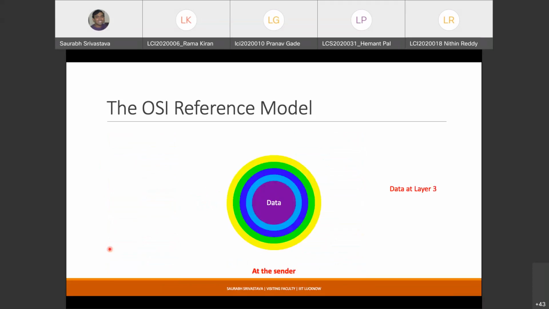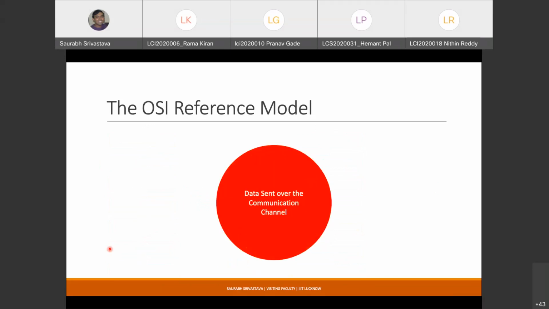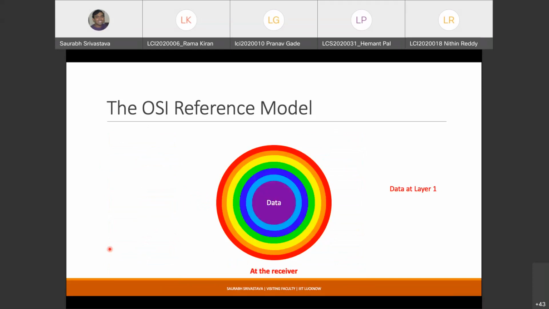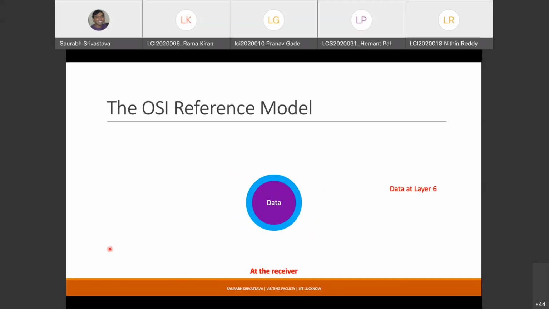At each layer, the data gets bigger and bigger and bigger. Then it gets transmitted over a communication channel. At the other end, because the flow was from layer 7 to 1, at the receiver the flow is layer 1 to 7. So at each layer, the layer keeps on taking out the data that was added by its peer, and at level 7 you just have this data left.